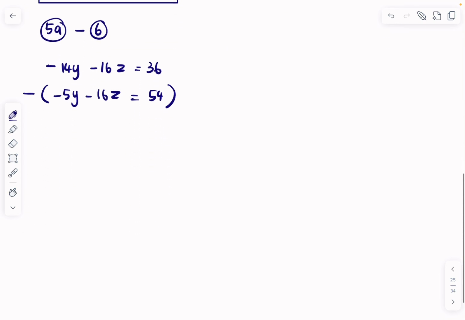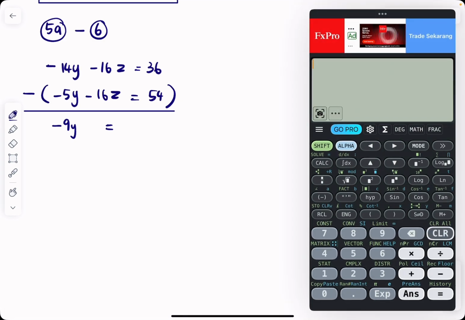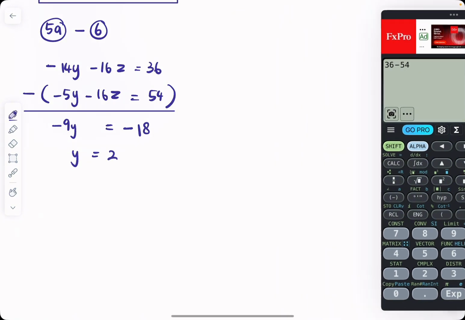Alright. So negative 14 minus negative 5 will be negative 9y. Negative 16 minus negative 16 cancels off. And then 36 minus 54 is negative 18. Therefore, y is negative 18 divided by negative 9, which is 2. So we can say y is 2.